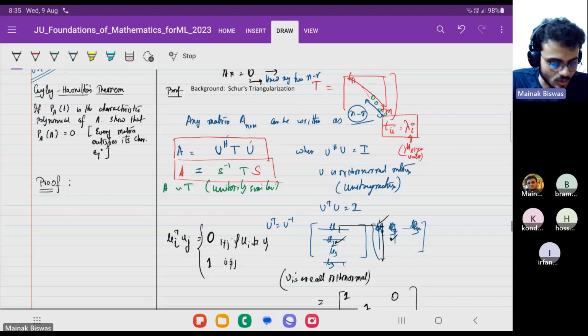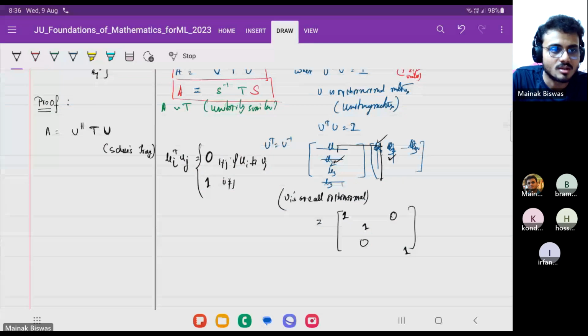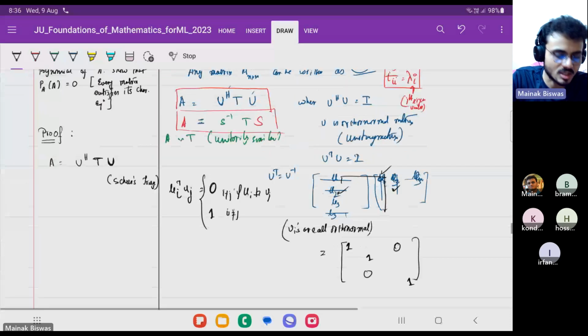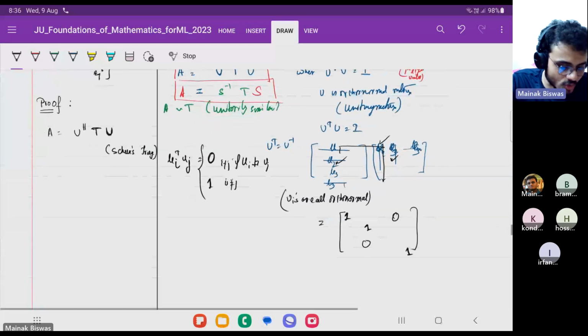Okay, so what happened? Why is it not appearing? Yeah, so it's called the Schur's triangularization.